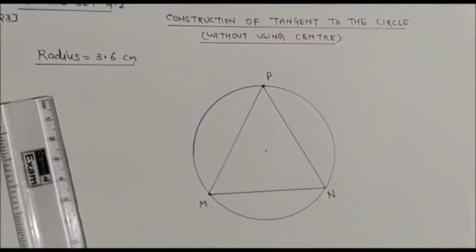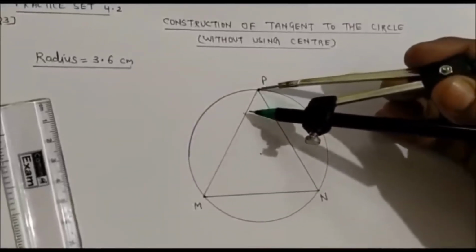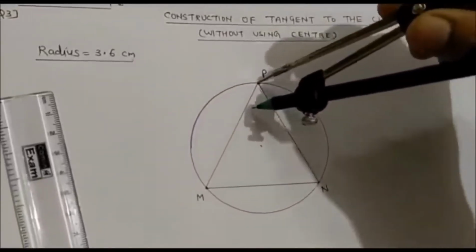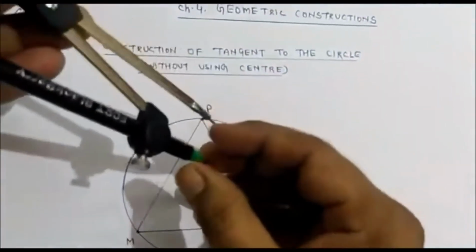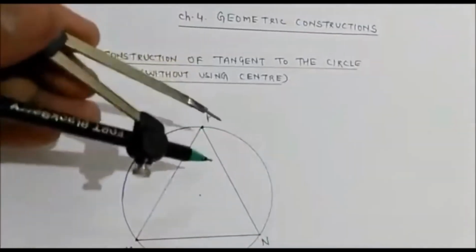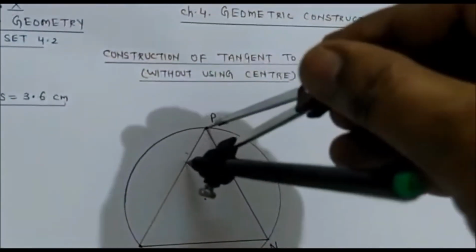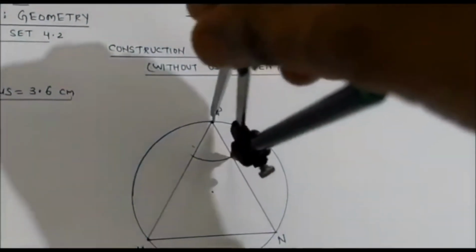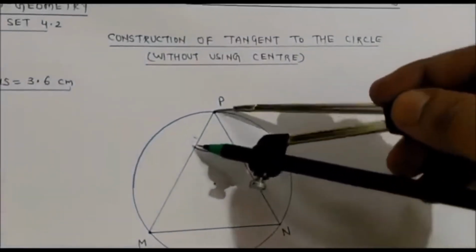Okay, see the method. First, to draw one arc, keep this compass on point P. See that? Keep it on point P. Okay, you can see now. Keep the compass on point P and you draw an arc here. Okay, this way you can draw the arc. I repeat, keep on point P and draw the arc.